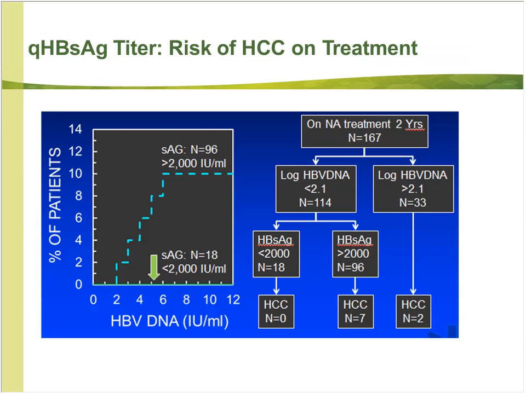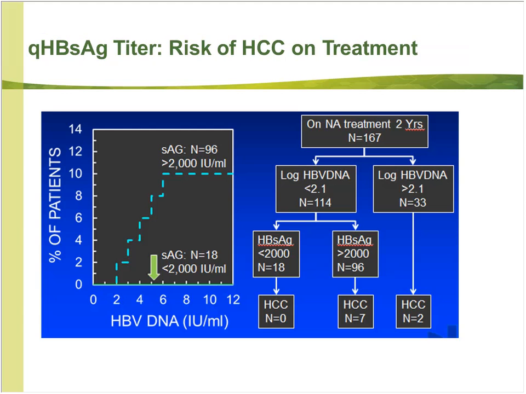Now, what about risk of liver cancer during treatment? This is kind of an interesting study. Higher the S antigen, over 2,000, much higher risk of HCC. Look at the difference here. S antigen less than 2,000, negligible risk. S antigen over 2,000 during this study, we're talking about a higher risk.